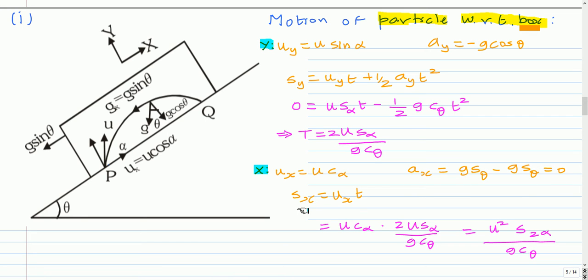So we can use the equation s equals ut plus half at square, and acceleration is 0, so just ut, and the initial velocity is u cos alpha, and the t, we are choosing this time instant where it is hitting the point q. So this t is the time of flight, capital T. So using this expression we get the distance traveled inside the box, that is p to q, is u square sin 2 alpha divided by g cos theta. So this is the range of the projectile motion inside the box.